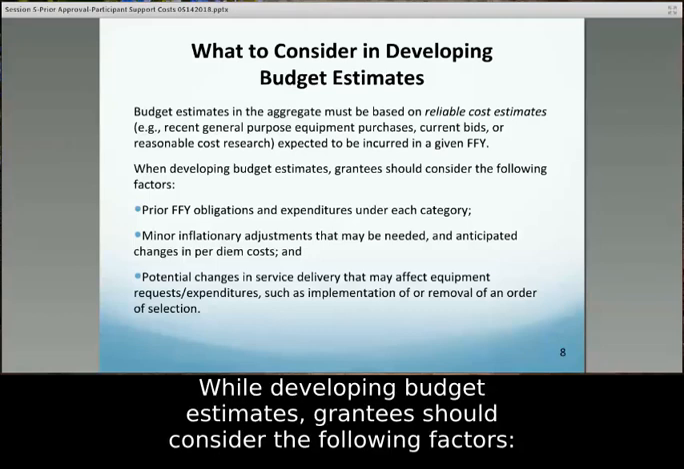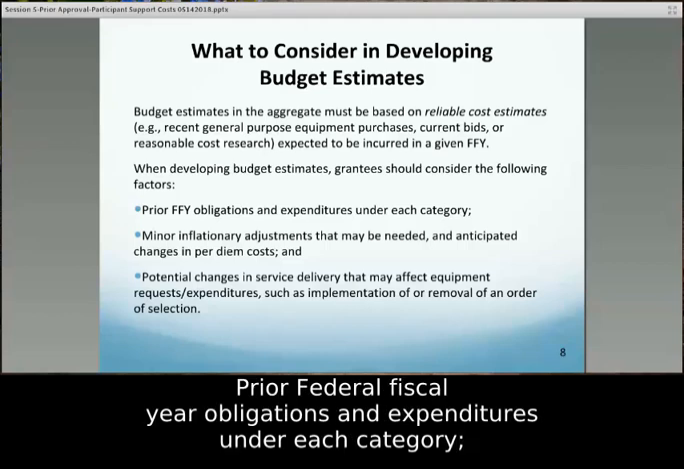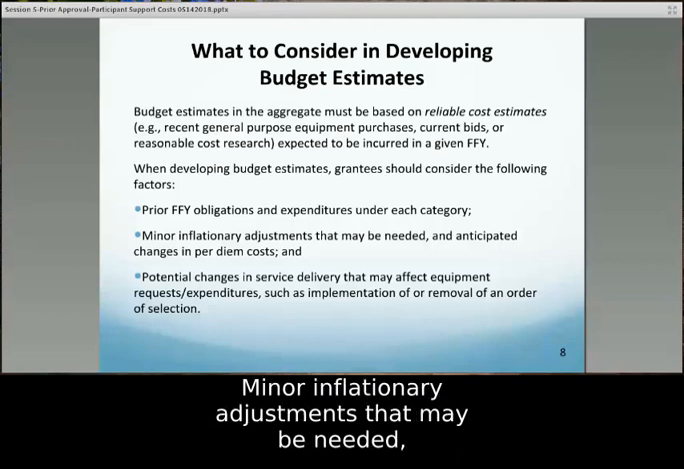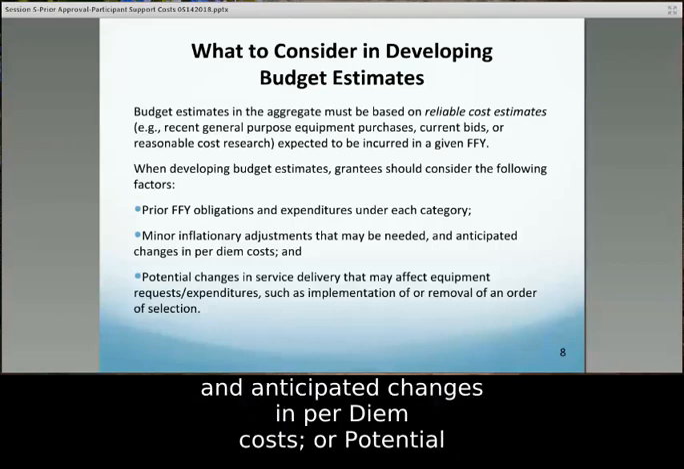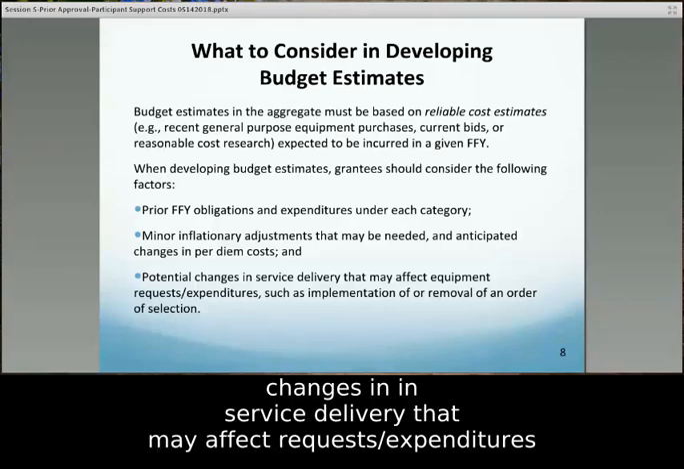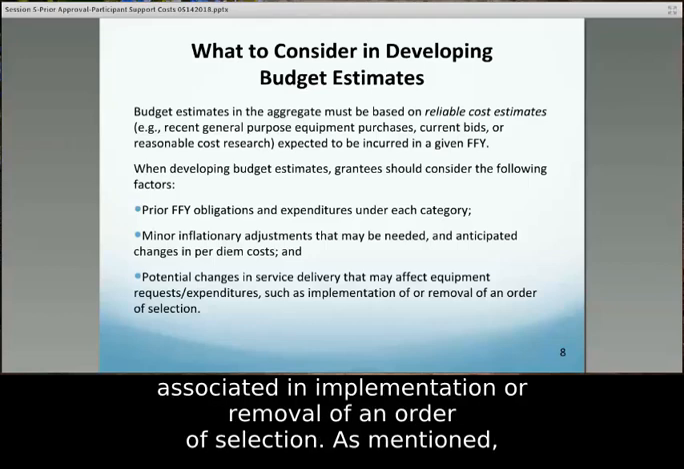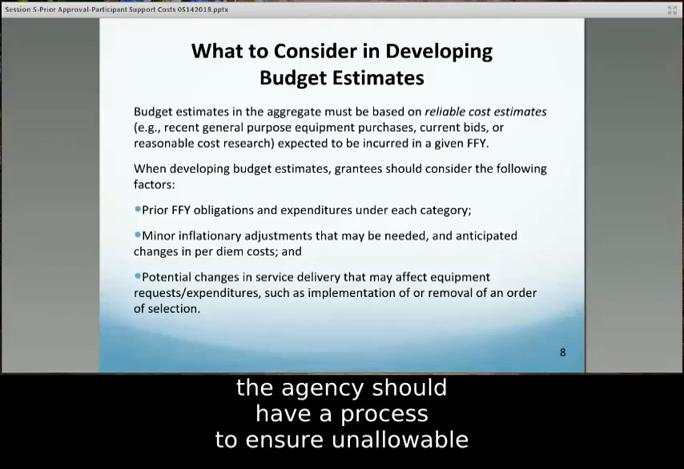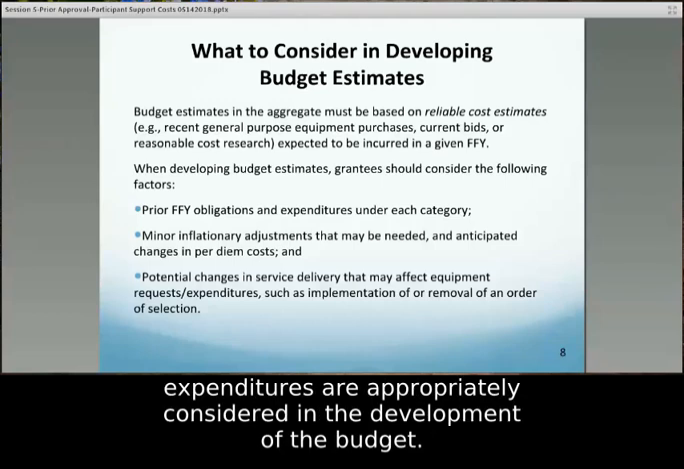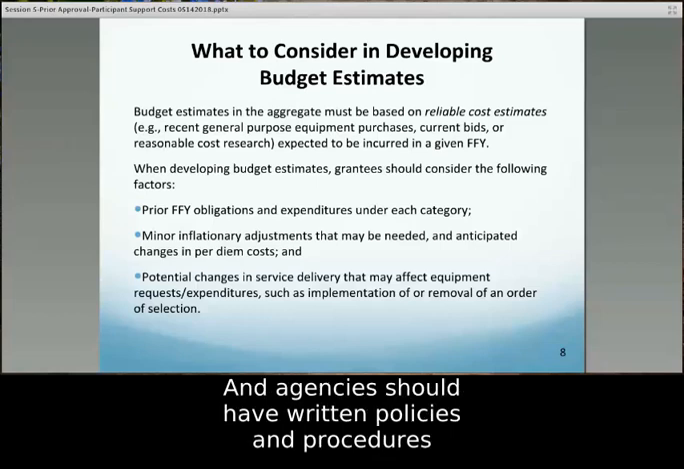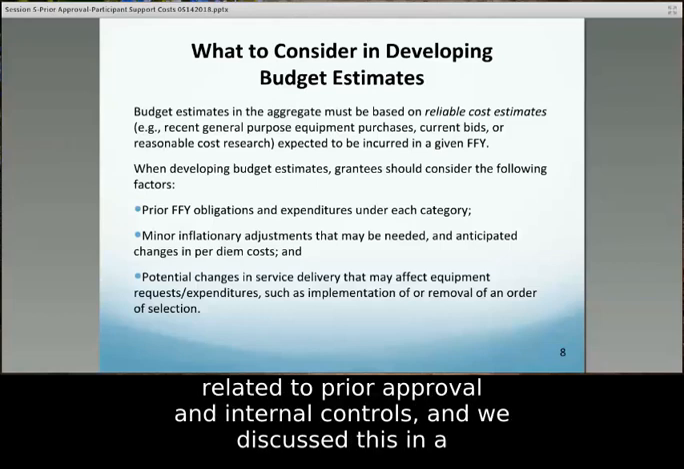When developing budget estimates, grantees should consider the following factors: prior federal fiscal year obligations and expenditures under each category, minor inflationary adjustments that may be needed, and anticipated changes in per diem costs, or potential changes in service delivery that may affect requested expenditures, such as implementation or removal of an order of selection. As mentioned, the agency should have a process to ensure unallowable expenditures are appropriately considered in the development of the budget, and agencies should have written policies and procedures related to prior approval and internal controls.